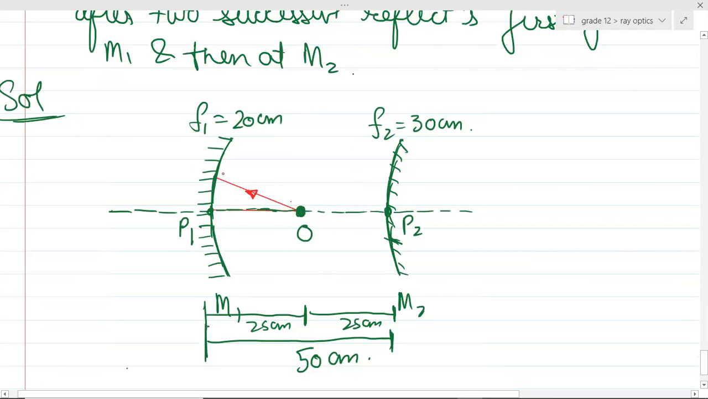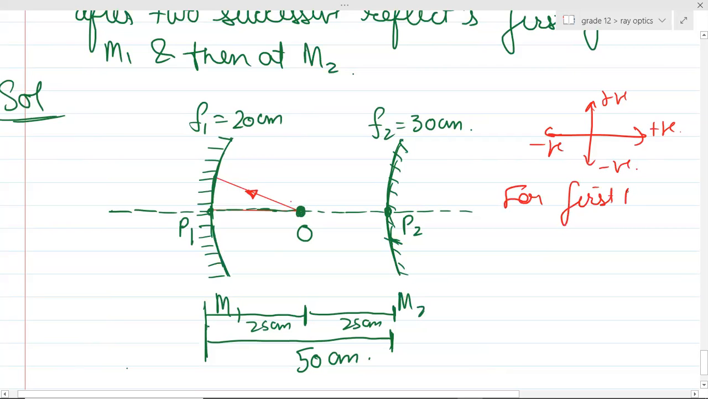So can anyone tell me where exactly the image will be formed? First of all, we'll decide a sign convention. Let's say positive is over here, negative is over here. So for the first mirror, one light ray will go like this straight, and another light ray will converge where the first image is formed, right? So for the first mirror M1, what is the object distance? With sign convention, you need to tell.